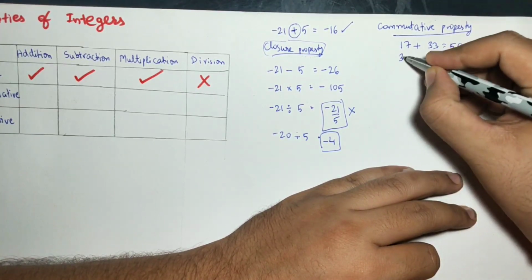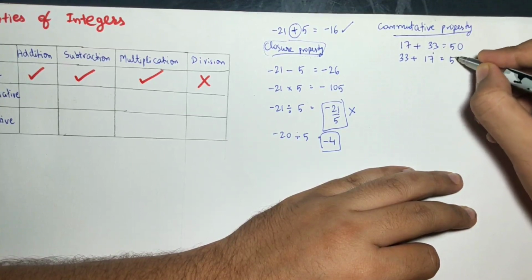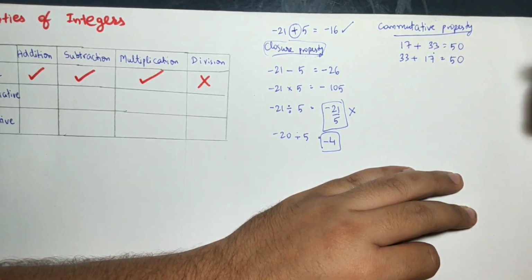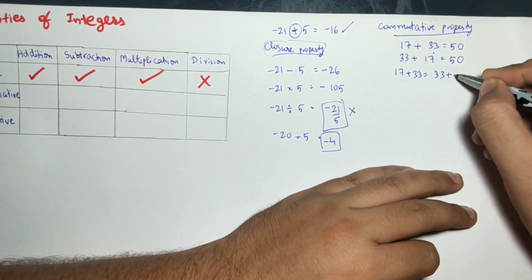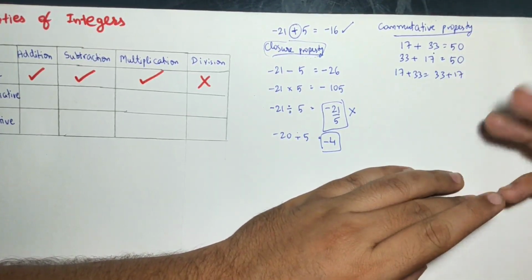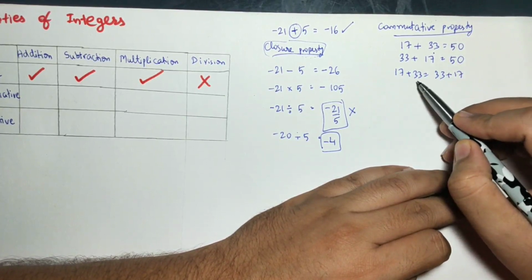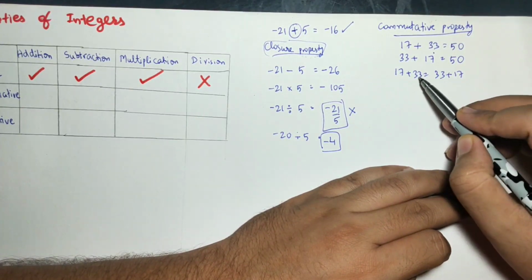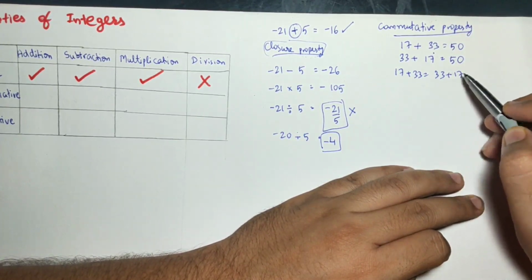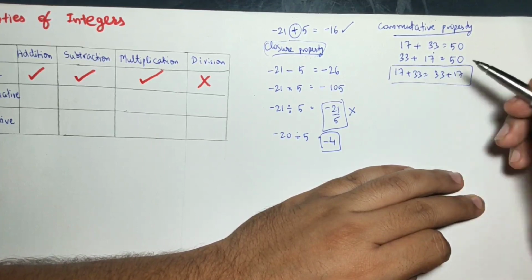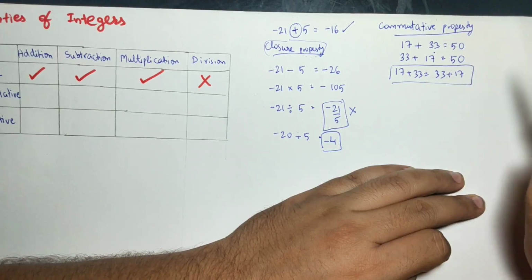What will happen if I write 33 ahead and 17 afterwards? The answer will come out to 50 again. That means if you add two numbers, you can add those two numbers either way. You can keep any number at the first position and another number on the second position, or the other number comes to the first position and the first number goes to the other position. So either way you can write in addition and you will get the same answer.